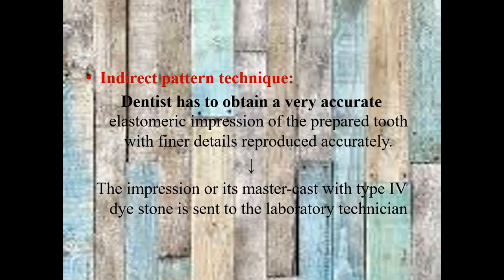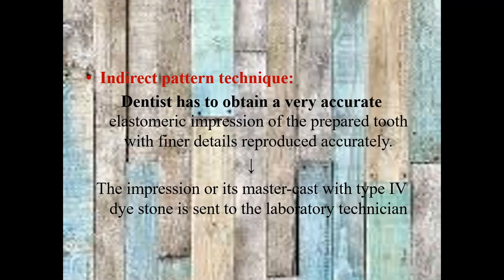Now, the next technique is the indirect technique. So, in this, the dentist has to obtain a very accurate elastomeric impression of the prepared tooth with finer details reproduced accurately. Now, based on the impression which is made, a cast will be poured. So a master cast with type 4 die stone will be poured and this is sent to the laboratory technician for the further procedures.